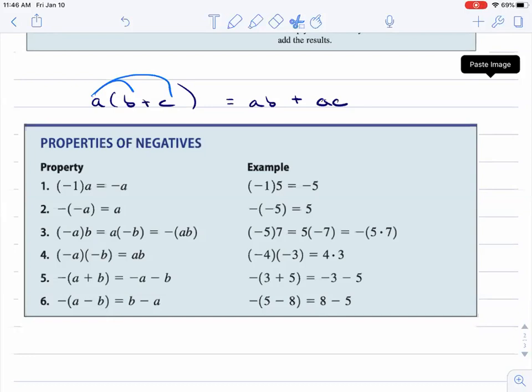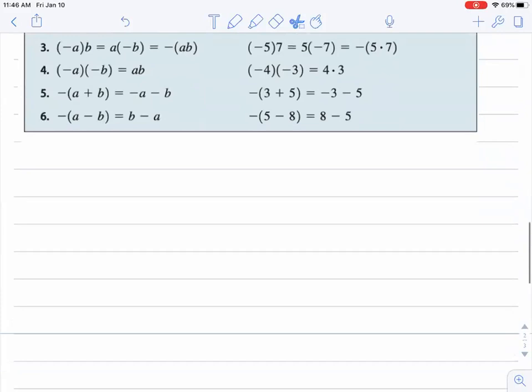And then same idea here. I'll just scroll up a little bit. If you've got a negative on the outside, negative times A is negative A, right? But then negative times minus B, or negative B, well, then we get negative A plus B, right? And they've just rearranged the order to be B minus A.